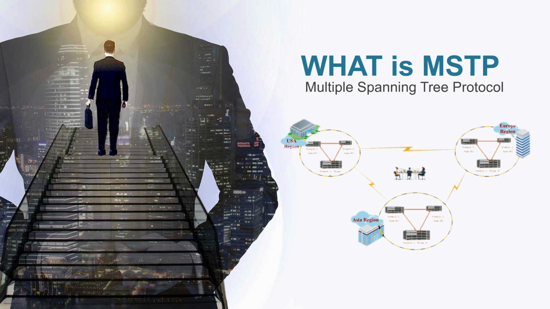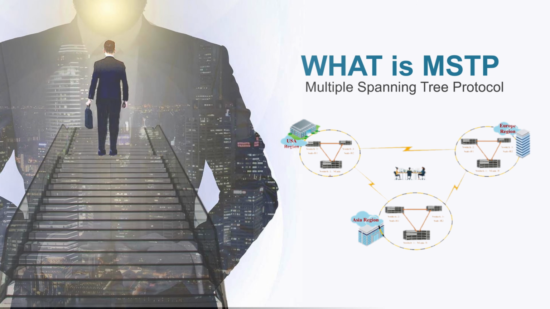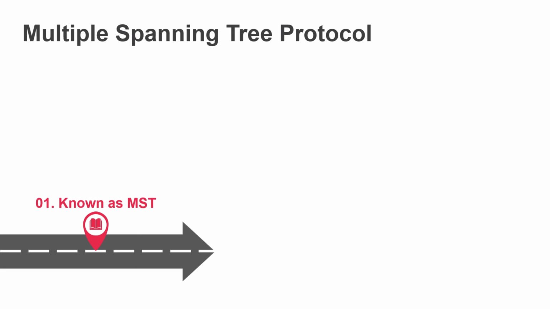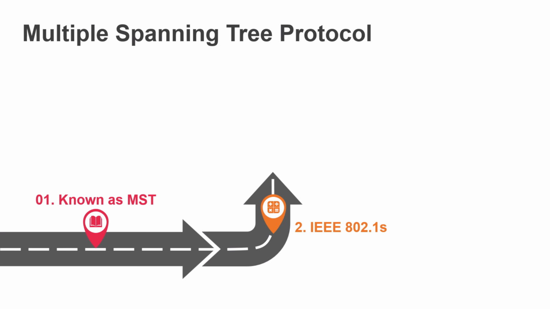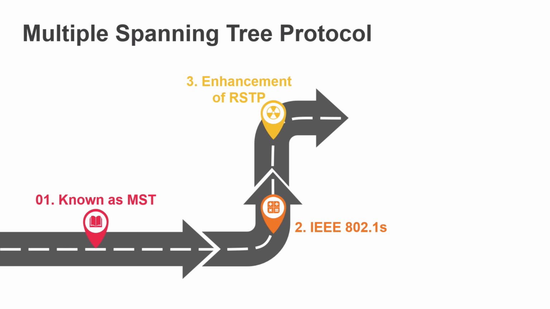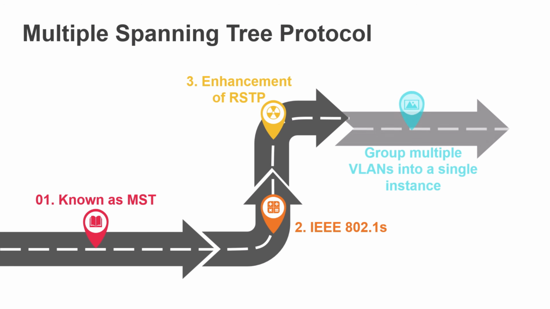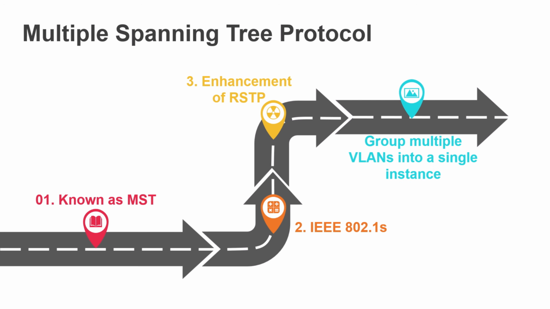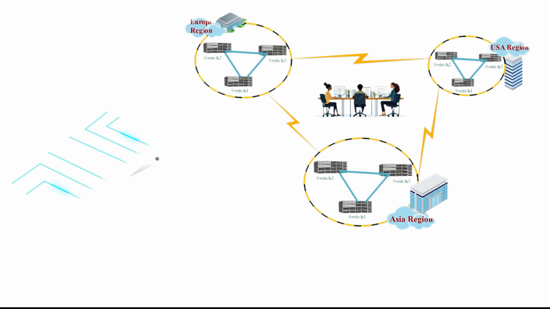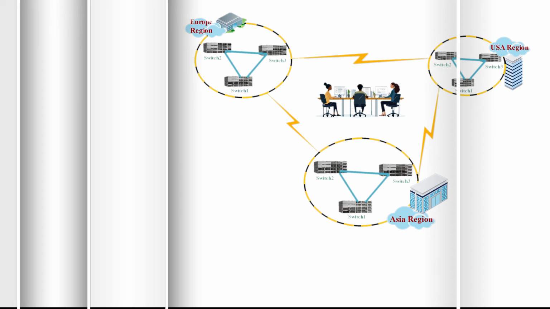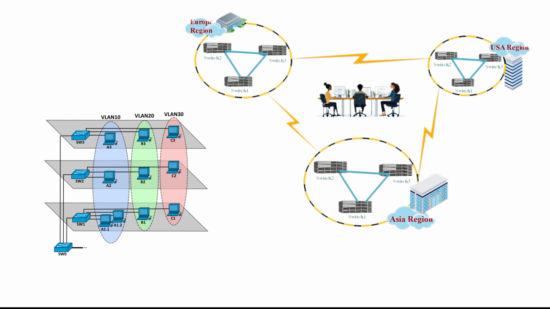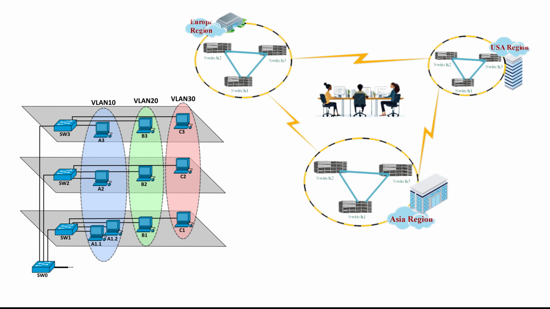First, let's understand what MSTP is. Multiple Spanning Tree Protocol, or MSTP, often known as MST, is defined in IEEE 802.1s as an enhancement of the Rapid Spanning Tree Protocol, or RSTP. It allows you to group multiple VLANs into single spanning tree instances, reducing CPU and memory usage on your switches, while RSTP creates a single instance per VLAN over the network.